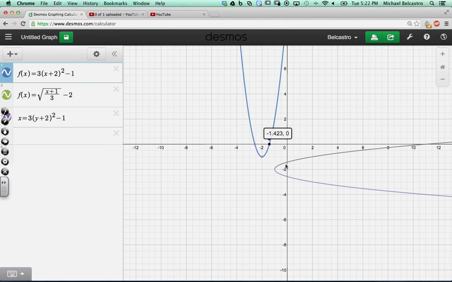So for coordinates along any function when you invert it, essentially the x value turns into the y value, and the y value turns into the x value. They constantly flip back and forth, okay?